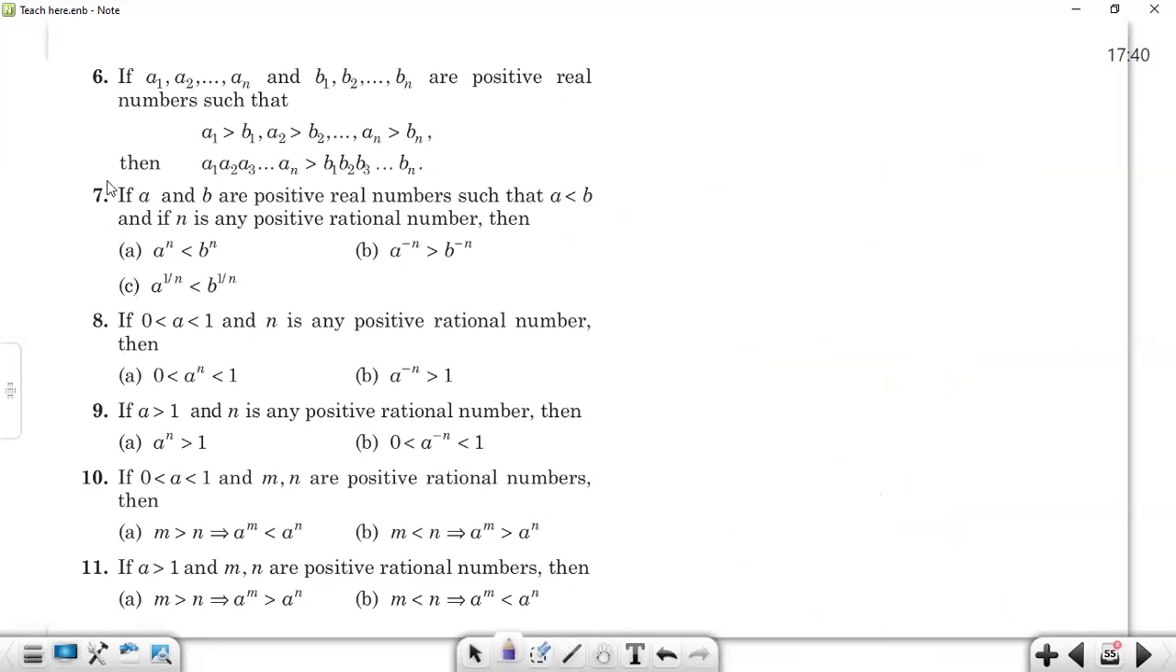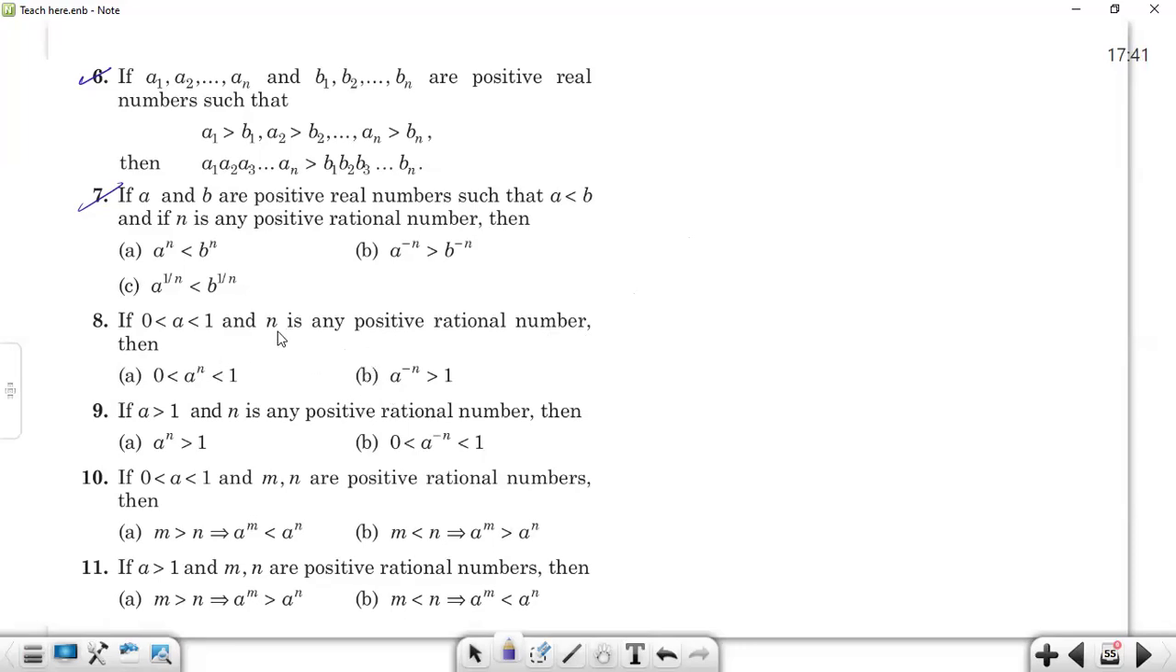Now let's discuss the next property. Property number 8. If 0 is less than a, less than 1, and n is any positive rational number, then 0 is less than a raised to power n, which is further less than 1, and a raised to power minus n is greater than 1. How so? Because the base, which is a, is less than 1. So of course, if you increase its power, the overall value is going to decrease.